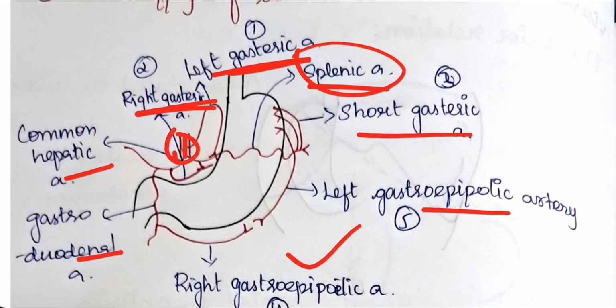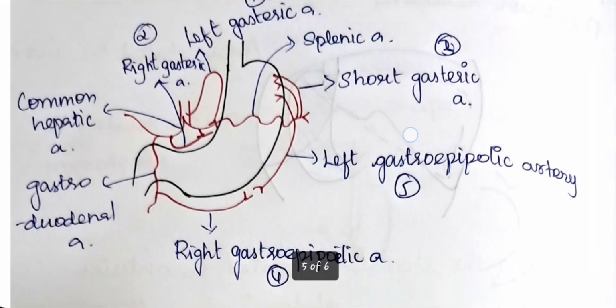These two. Okay. Then the short gastric artery is a branch of the splenic artery, and the splenic artery is a branch of the celiac trunk. The left gastroepiploic artery is a branch of the splenic artery, which is again a branch of the celiac trunk. The right gastroepiploic artery is a branch of the gastroduodenal artery, which is again a branch of the common hepatic artery, and the common hepatic artery is a branch of the celiac trunk. Okay, these are the arterial supplies of the stomach.